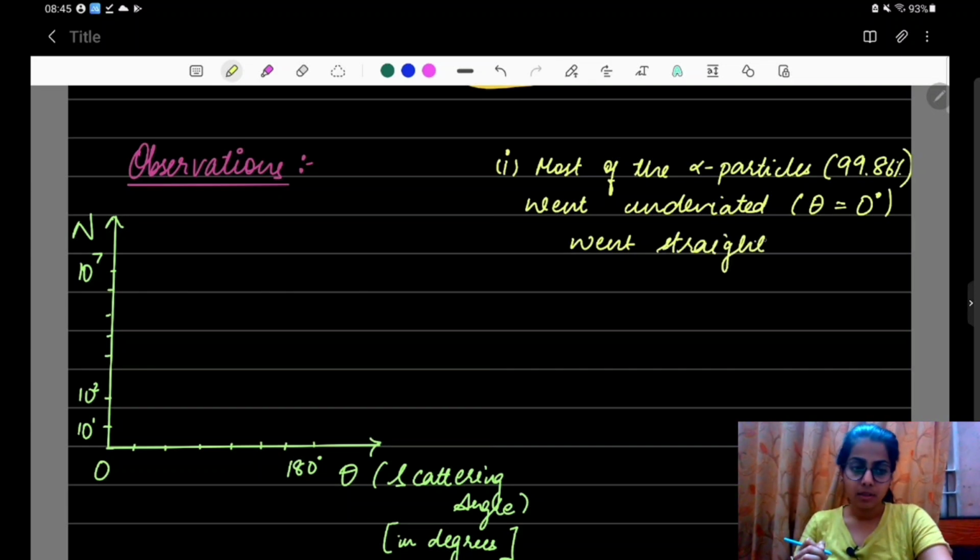What do you understand by this? If they went straight, there is no deflection, no scattering. They just followed their initial path and reached the screen. 99.86% means nearly at this point, no scattering, theta is equal to 0, or you can say nearer to this line. Next observation.